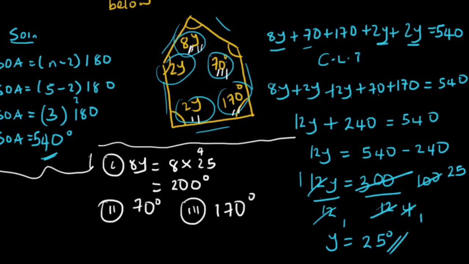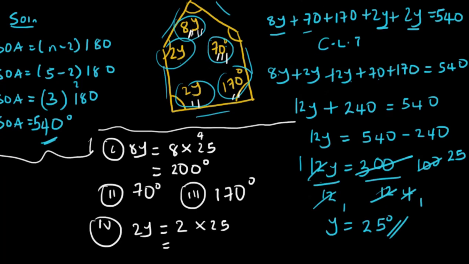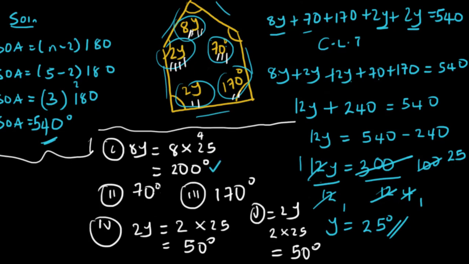Then IV is 2y. So 2y should be equal to 2 times 25, which is 50. So I have 50 degrees. Then V is 2y also, so we're having 2 times 25, which equals 50 degrees. So the angles in this polygon, we have 200 degrees, 70 degrees, 170 degrees, 50 degrees, and 50 degrees.